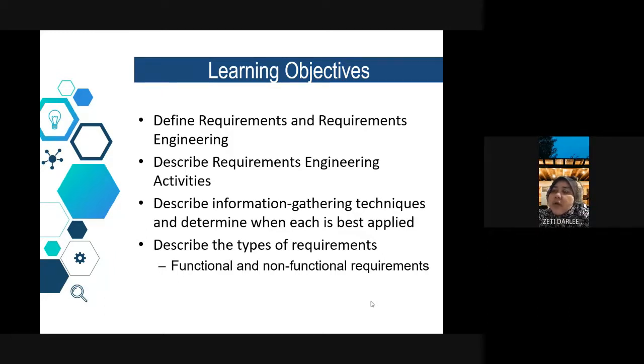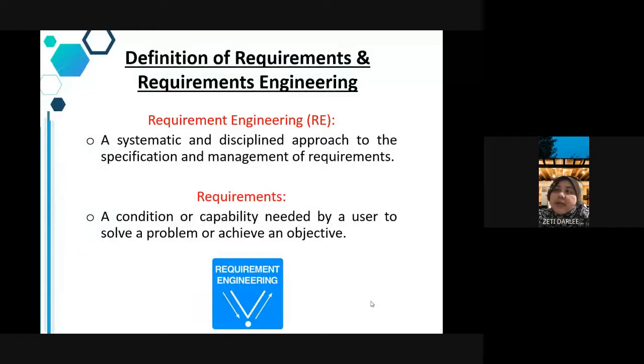So by the end of the chapter, you should be able to define the requirement and requirement engineering, describe its activities, and describe what are the information gathering techniques and how to use it, and able to describe your functional and non-functional requirements. So you can use your project as part of the example that you can use to reflect this description of functional and non-functional requirement. So kita pergi ke definition dululah.